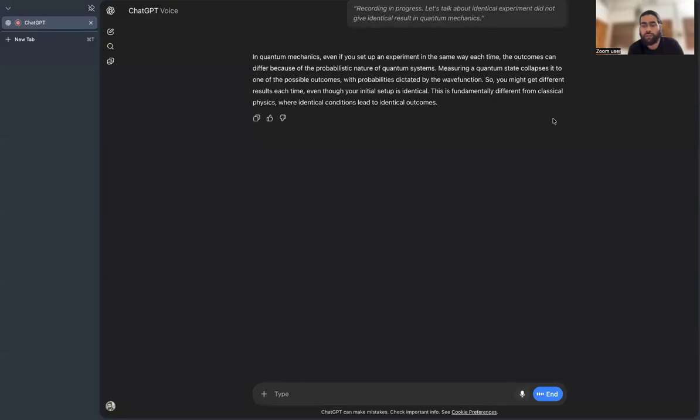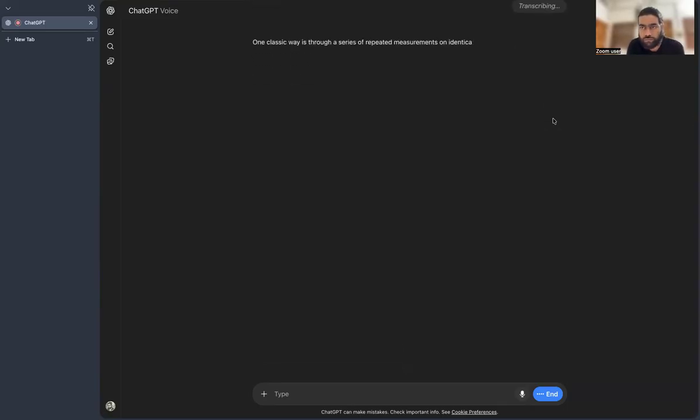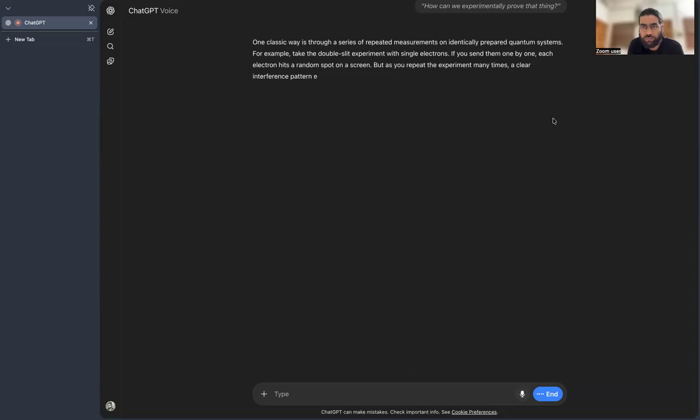How can we experimentally prove that? One classic way is through a series of repeated measurements on identically prepared quantum systems. For example, take the double slit experiment with single electrons. If you send them one by one, each electron hits a random spot on a screen. But as you repeat the experiment many times, a clear interference pattern emerges, revealing the probability distribution. This experimental pattern, only visible statistically, proves that each identical setup leads to different individual results, but a predictable distribution.